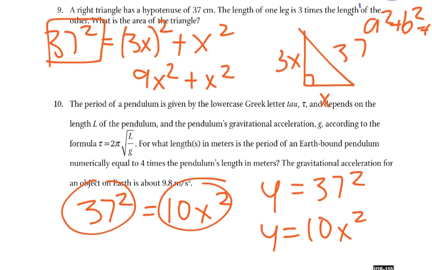Okay? Or I suppose I could even do it even different. If we really wanted to, I could subtract this 10x squared by 37 squared. That I would know would be, would that help me out though? No, I don't see that helping me out. So let's do that.